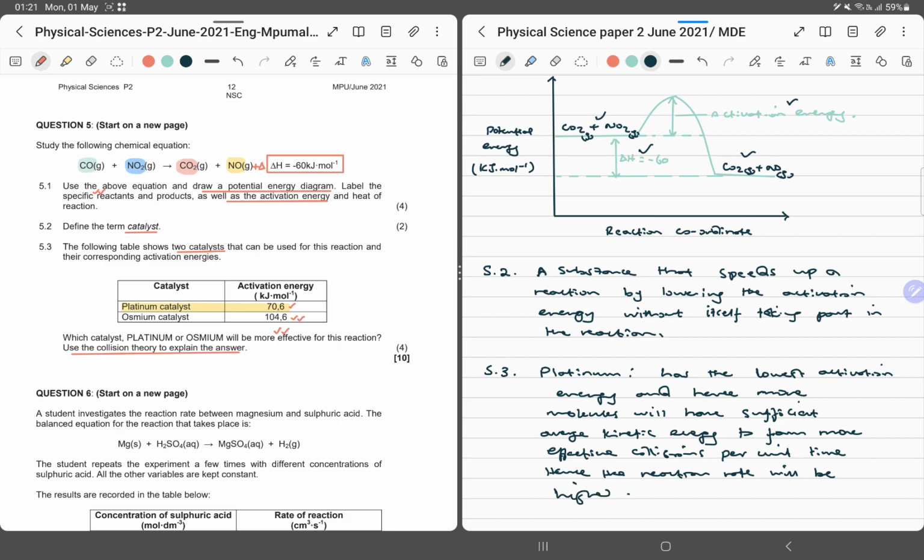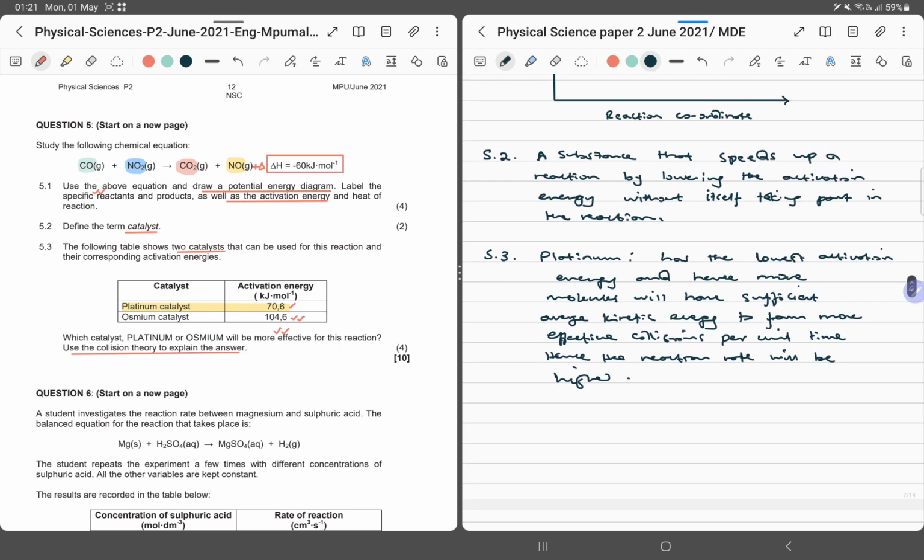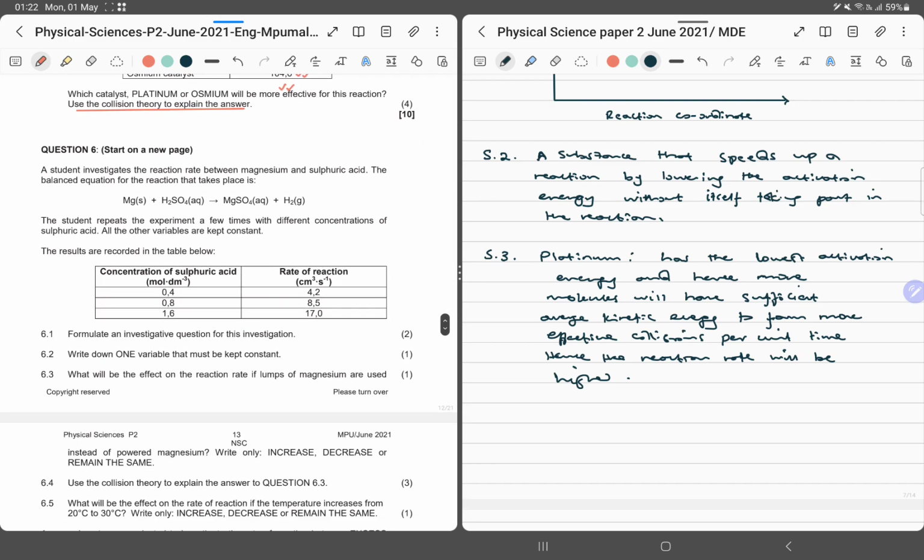Great, so that is the story. So you try your best to make sure all the right scientific terms are used in the right context. So we'll just say it has the lowest activation energy, as we can see there. Hence, more molecules will have sufficient average kinetic energy to form more effective collisions per unit time. Hence, the reaction rate will be higher. Simple as that. So you try and make your argument as great as possible, and you score your marks. Okay, guys, let us go on.